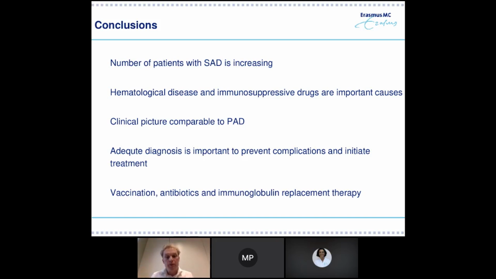Adequate diagnosis is very important to prevent complications and to initiate treatment. So when you suspect an antibody deficiency, make the diagnosis, and consider treatment with antibiotics, consider vaccination, consider the use of immunoglobulin replacement therapy. And with that, I would like to thank you for your attention and am happy to answer any questions. Thank you.